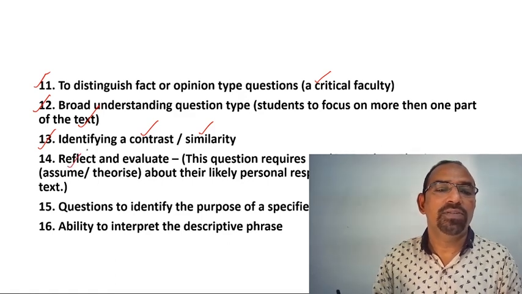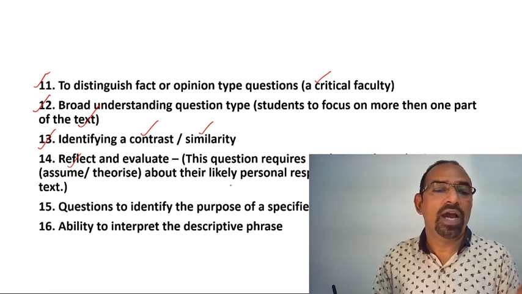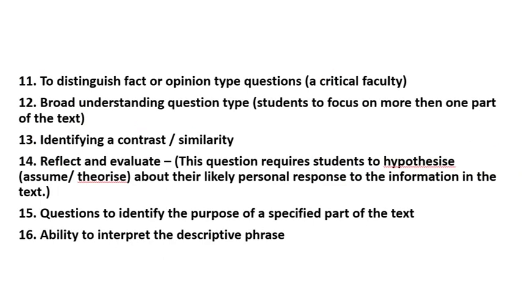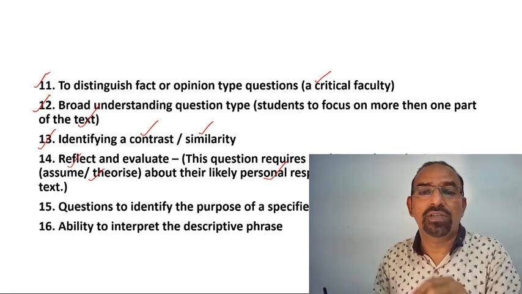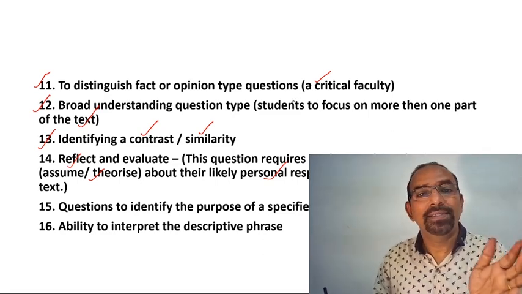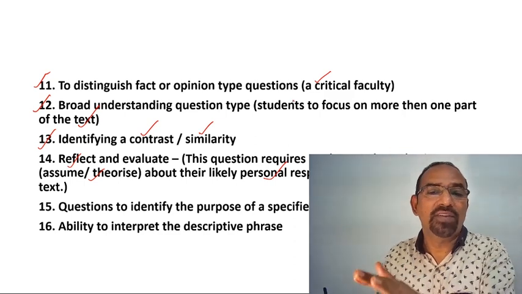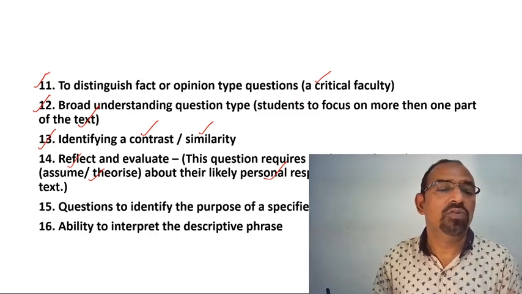Then the next type is reflect and evaluate. This question requires students to hypothesize. Students assume or theorize about their likely personal response to the information in the text. You have to come to a theory or assumption depending on your personal response and relate it with the information given in the passage. That is also a challenging question. Reflect and evaluate type.